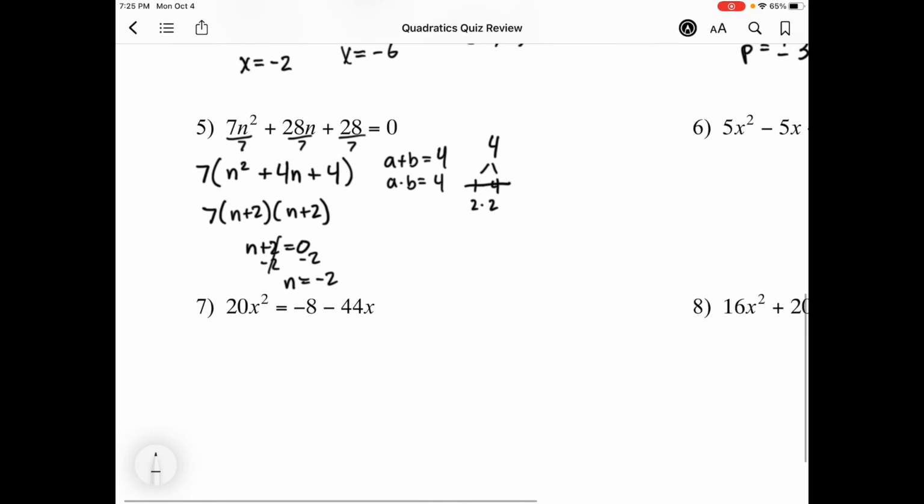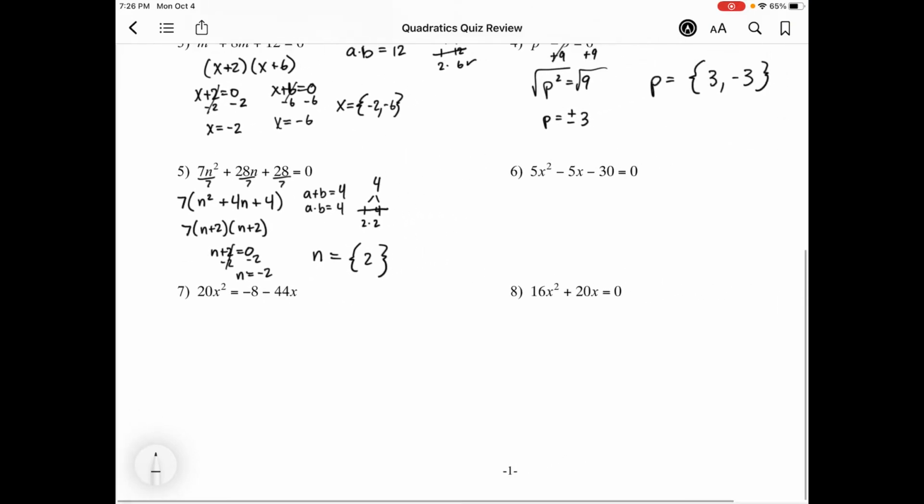So this one has just one solution. So it only touches the x-axis once. So we get n equals, and in brackets, negative 2. And that's all there is to that one. Number 6 is an example just like this one. So I want you guys to go ahead and try that. I'm going to have the answers posted. And now I'm going to do number 7.